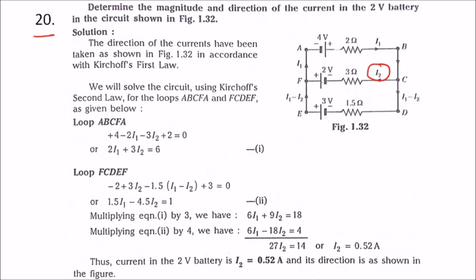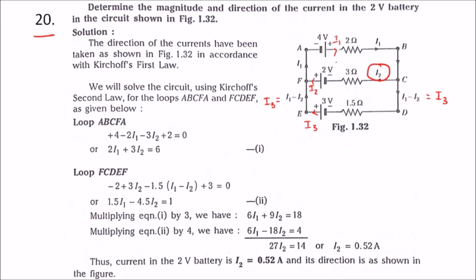So using Kirchhoff's first law, we can tell that this 2 volt is producing I2 and this 4 volt is producing I1 and this 3 volt is producing maybe I3. So this will be equal to I3 and this will again be equal to I3. So here I1 is splitting into I2 and I3, or I1 minus I2, which is I3, to the third branch. So we have shown the direction. Now we have to find the magnitude of I2, that is the current in the 2 volt battery.